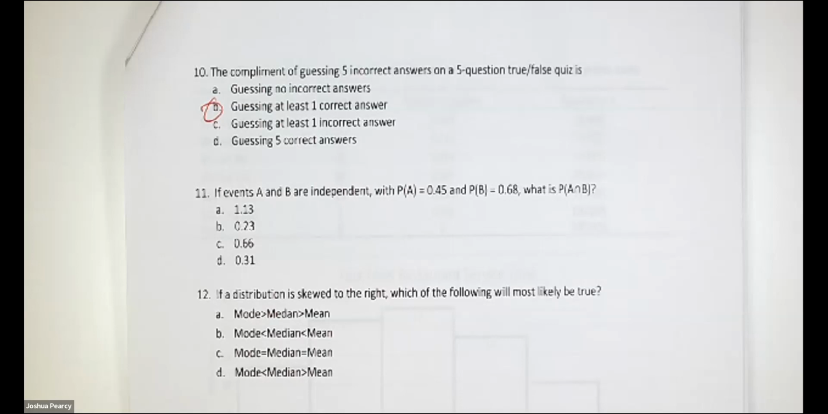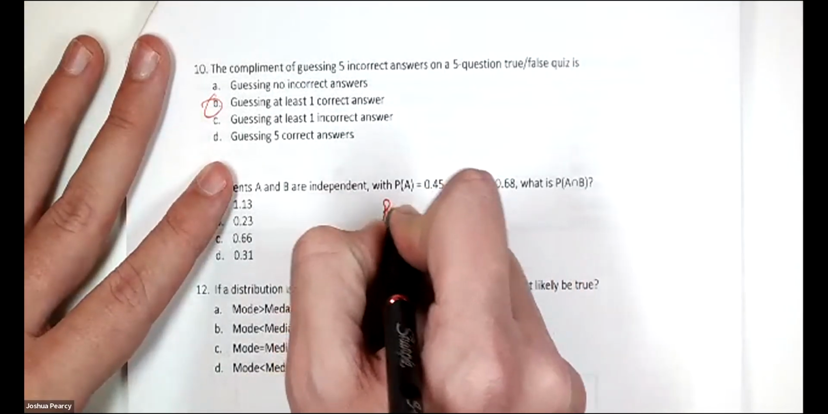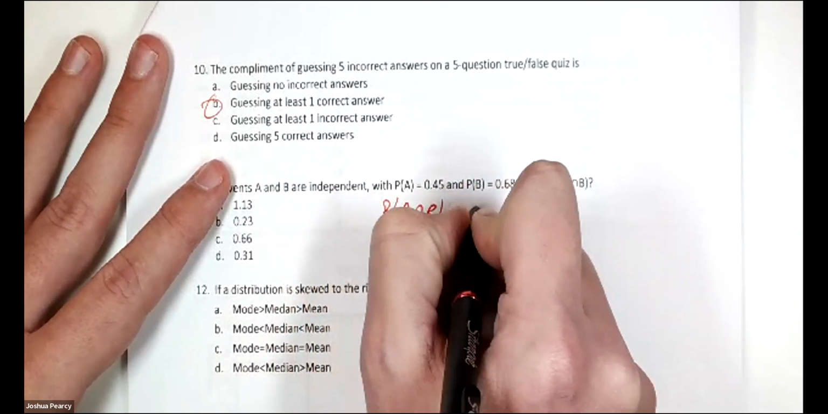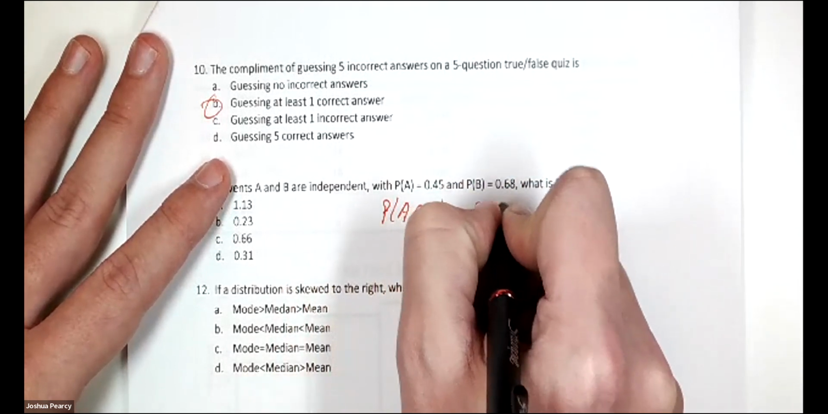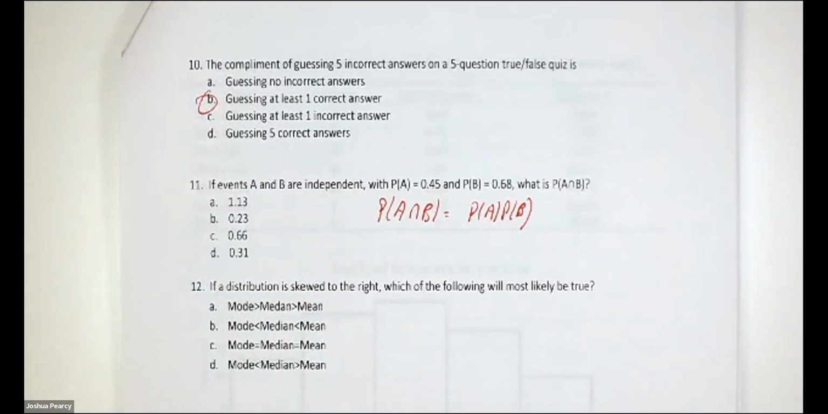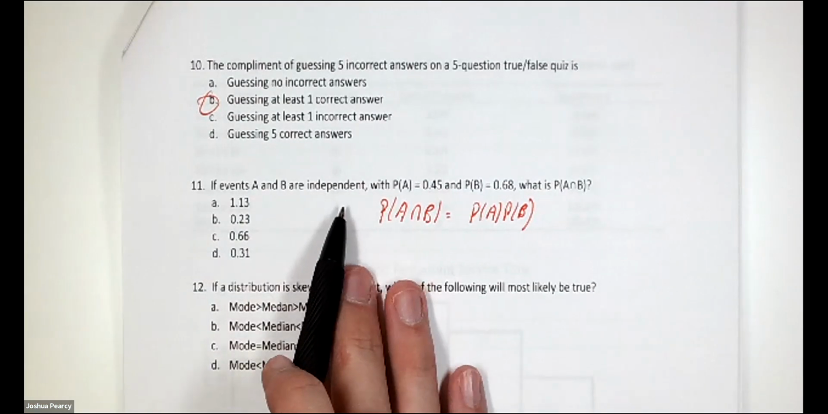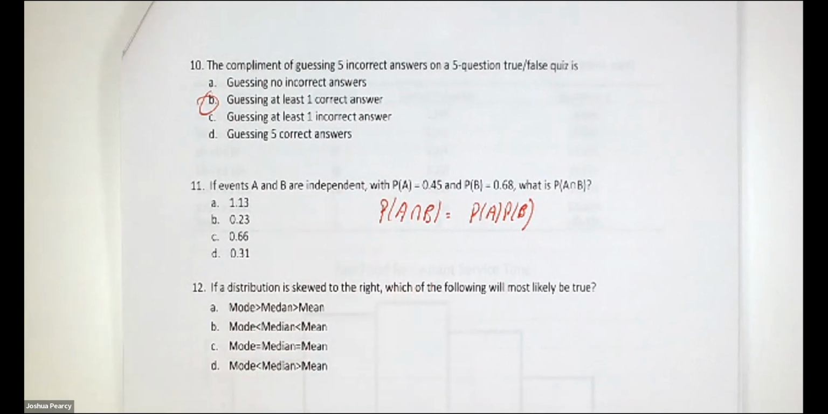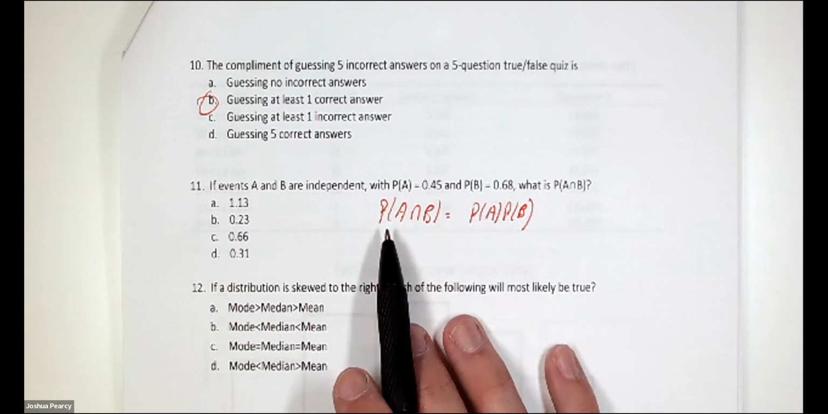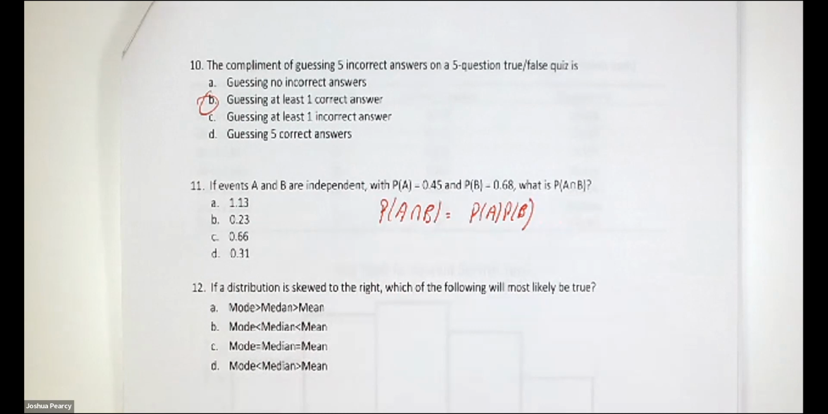So I'll write it up here. If two events A and B are independent, then the probability of A and B is equal to the probability of A times the probability of B. That's if they are independent. So I say they're independent here. I give you the probability of A and I give you the probability of B. To find the probability of the intersection, you just multiply the two. If you do that, you get what? The 0.31.